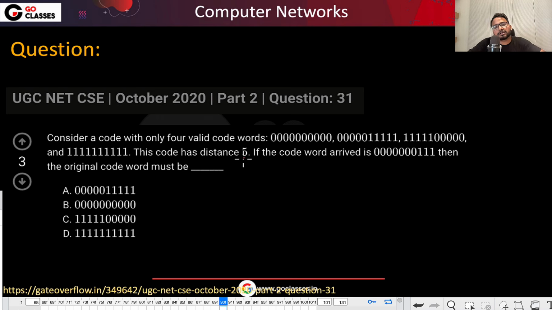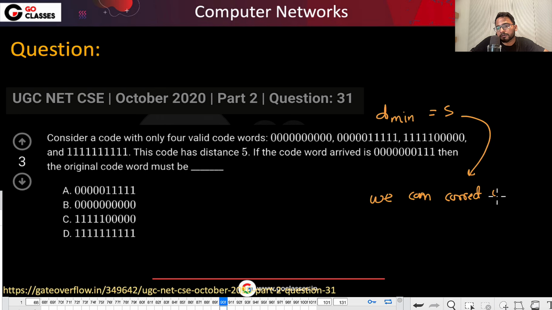So let's solve this question. This question was asked in UGC NET. They're asking, consider a code with the 4 valid code words. Here, if you find the minimum Hamming distance, this will be 5. They have given that the code has distance 5, which means the minimum Hamming distance is 5. If the code word that arrives is something like this, something corrupted, then the original code word must be... See, with this minimum Hamming distance, we can correct up to 2 bits of error, right? We can correct up to 2 bits of error.